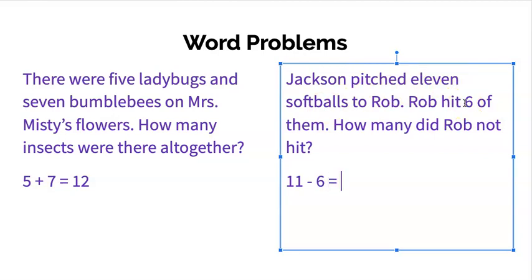All right, so if we're doing 11 minus 6, remember we can say 6 and count up to 11. So just put 6 in your head, say 6. We're going to keep counting. 7, 8, 9, 10, 11. So put 6 in your head, 6, and then we said 7, 8, 9, 10, 11. 1, 2, 3, 4, 5. So he hit 6 and missed 5.